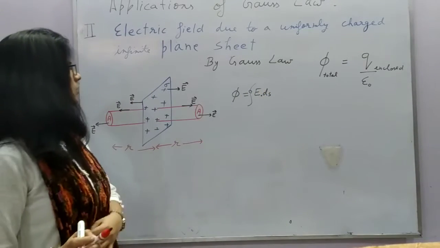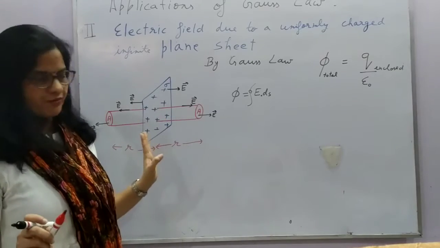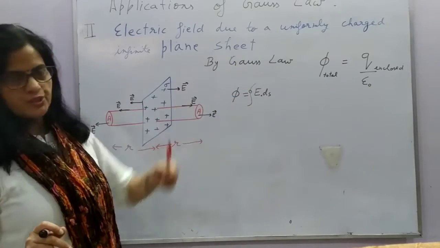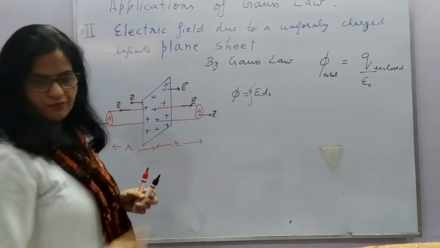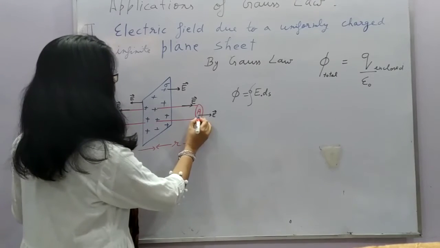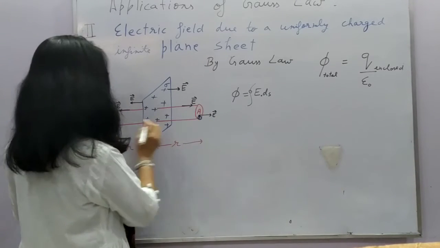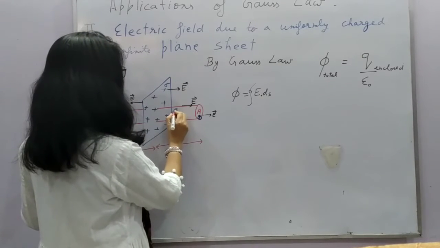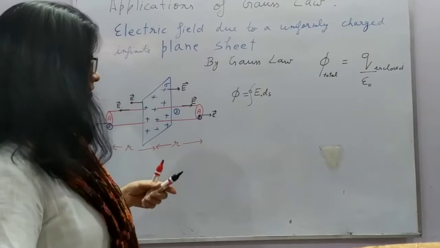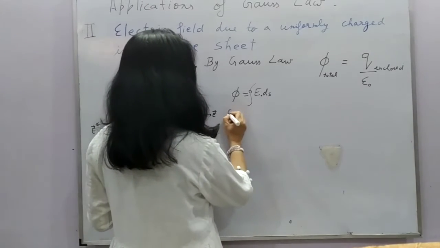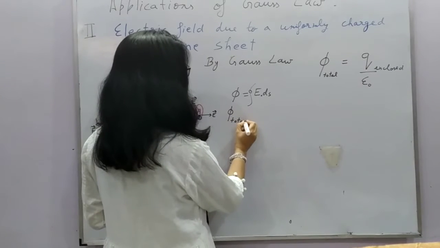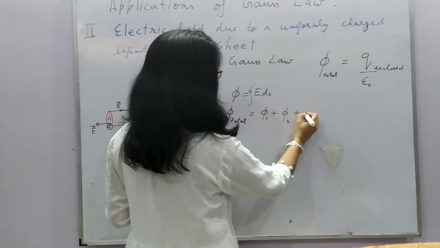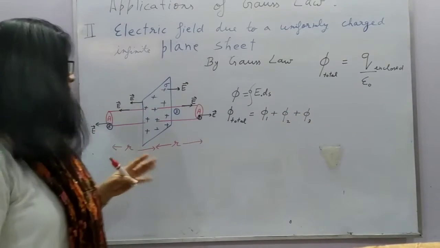So we have to find out the flux through this total Gaussian surface, which will be equal to Q enclosed upon epsilon naught by Gauss theorem. For this, how many surfaces do we have here? First is this surface, second is this surface, and the third is the curved surface. So you can say that here flux total is equal to flux due to the first surface, flux due to the second surface, plus flux due to the third surface.